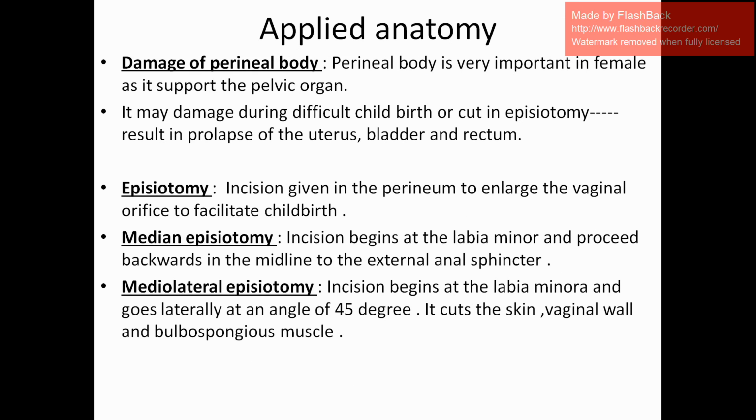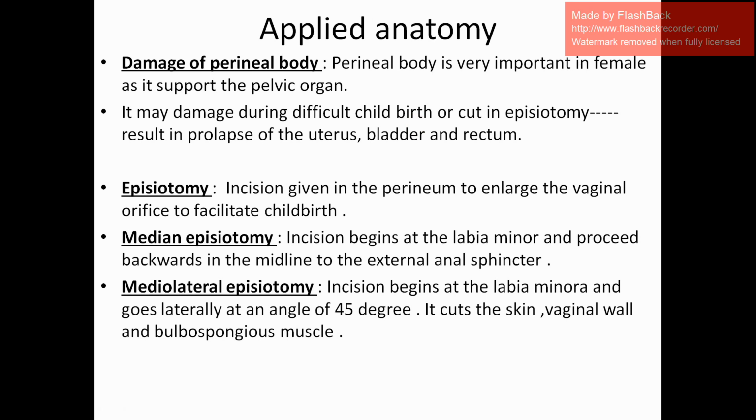Now we'll come to the applied aspect. We have seen the perineal body. Damage of the perineal body is very important in female as it supports the pelvic organs. It may be damaged during childbirth or cut in episiotomy. This results in prolapse of the uterus, bladder and rectum. Now what is episiotomy? It is an incision given in the perineum to enlarge the vaginal orifice to facilitate childbirth.